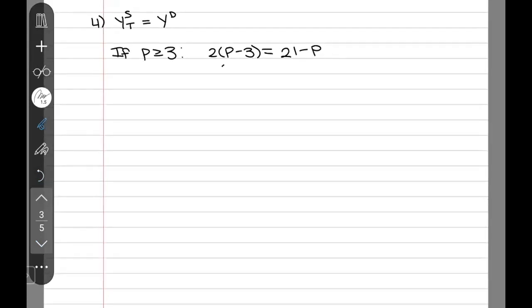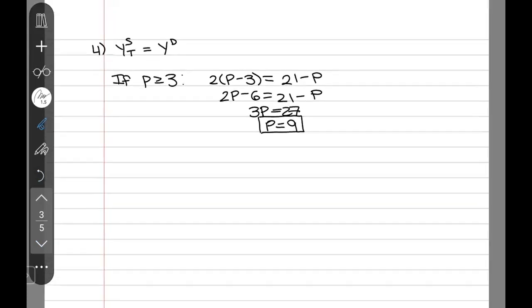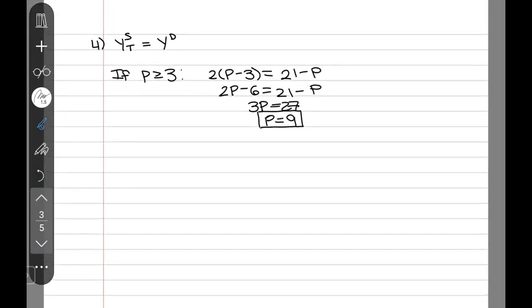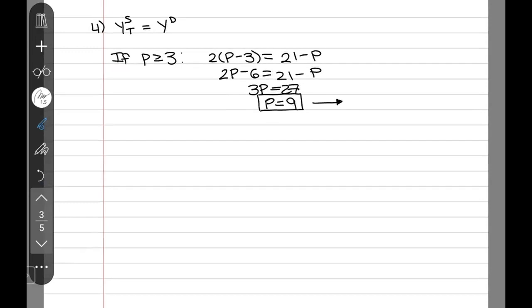So that's going to give us 2p minus 6 equals 21 minus p. So if we simplify, that's going to give us 3p equals 27. So p equals 9. So this will be the price that the consumers pay, because it's on the original demand function. So that's how you know that it's specifically the one that is paid by the consumers.